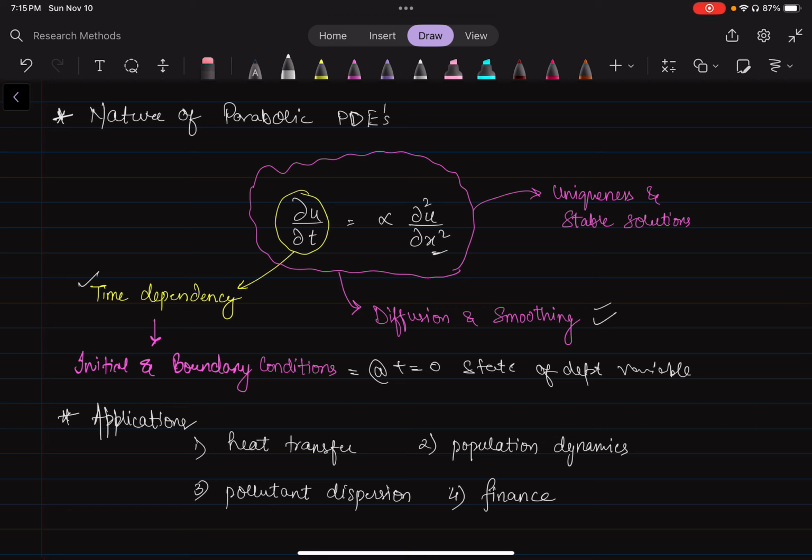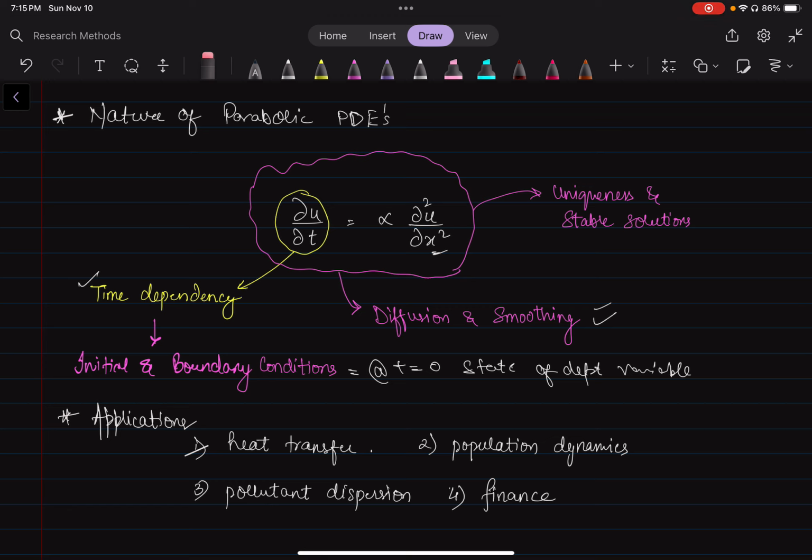And applications of these PDEs can be seen in different things, wherever we see the diffusive nature of things. In heat transfer, temperature is one such property that diffuses over time and space. So heat transfer applications you can model with these parabolic PDEs. Also, population dynamics can be modeled.